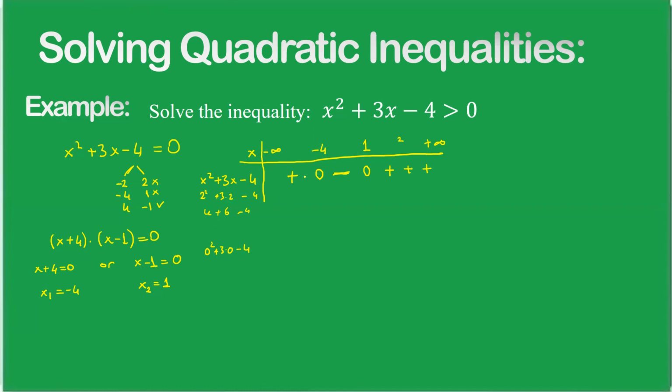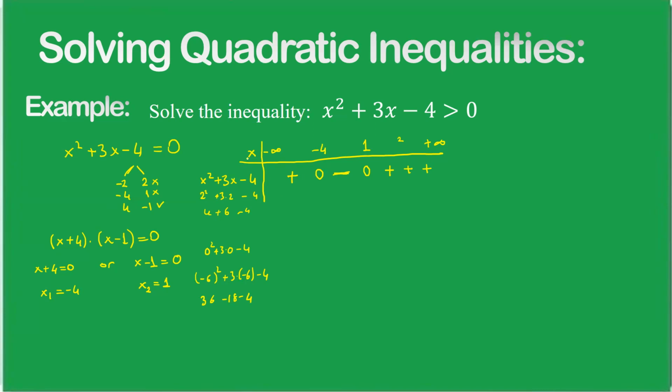The expression becomes negative. And here also, if you put another number, for example minus 6: minus 6 squared plus 3 times minus 6 minus 4, so it is 36 minus 18 minus 4. 36 minus 18 is 18, 18 minus 4 is 14, so it is positive. You can put any value here less than minus 4, and the expression becomes positive.